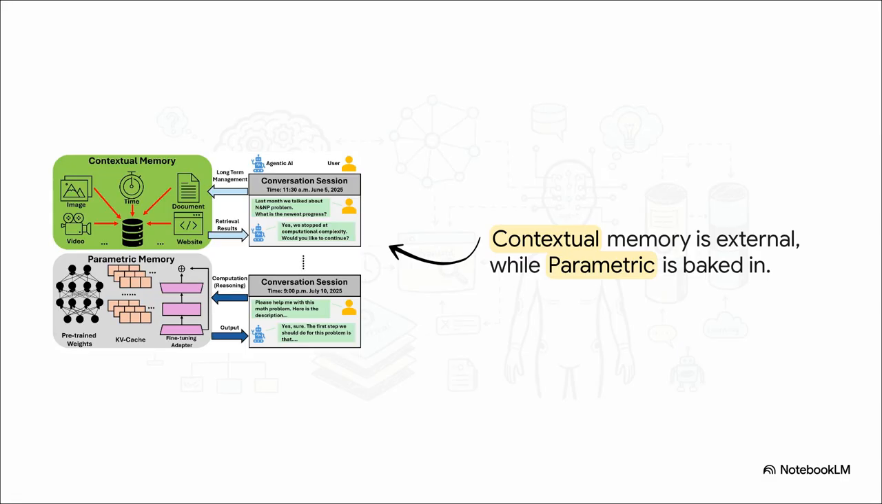First, there's parametric memory. This is the stuff baked directly into the model's weights during its training. It's super powerful, but it's rigid, it's opaque, and it is incredibly expensive to update. Contextual memory, however, is external. It's flexible, you can update it instantly via retrieval without having to retrain the entire model, and it's effectively unbounded. To build reliable agents, mastering this external contextual memory is absolutely non-negotiable.